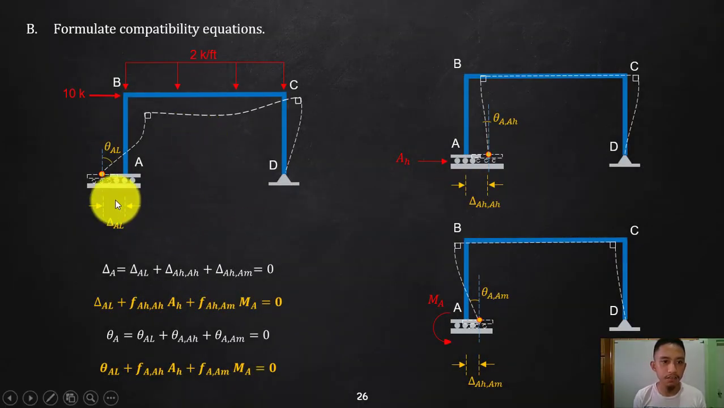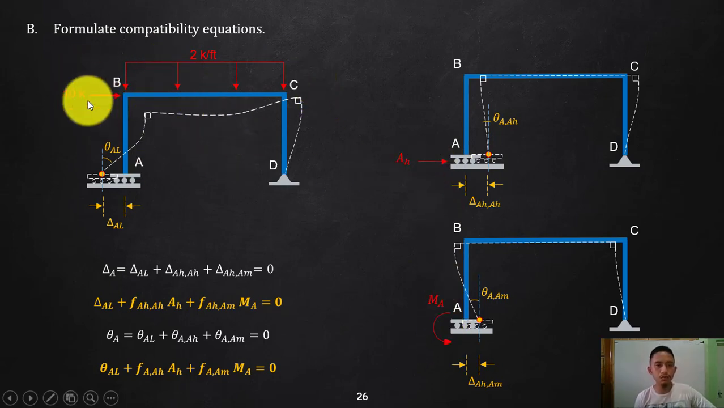I need to break this down. So the actual loading, or the external loading, and then of course, since I have two redundants, I need to apply the two redundants separately. So for the actual loading, this could be my deflection. Since in my actual loading, forgetting about the redundant, let's say there is no restraint horizontally, so that might deflect that way. So we have there a horizontal deflection. Let me call that one delta AL. That is the deflection at A due to the actual loading.